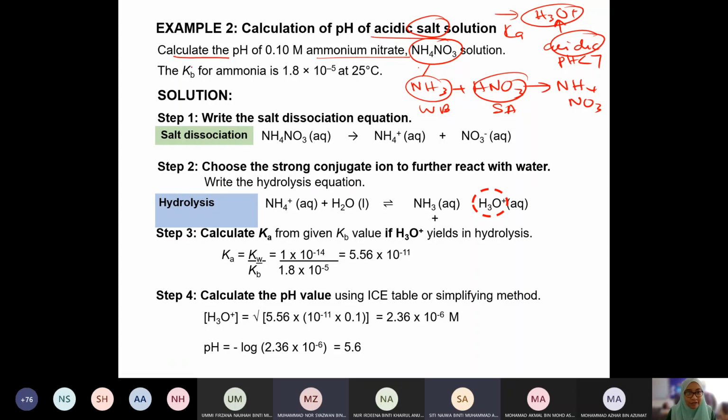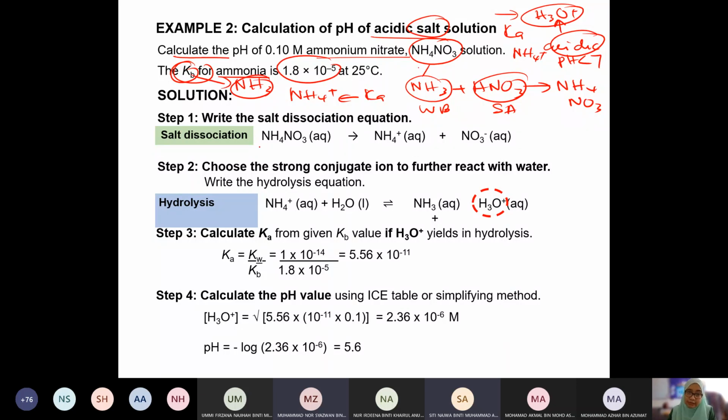See, what is given to us is the Kb of ammonia. We don't need this. What we want is the Ka of NH4+. What is given to us is the Kb of NH3. So we will have to use this Kb in order to find the Ka of NH4+. This is Kw. This is Kb.